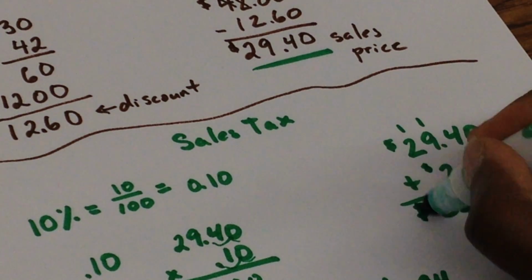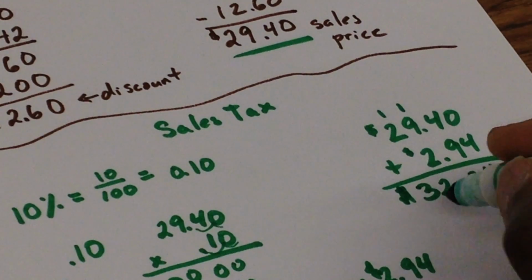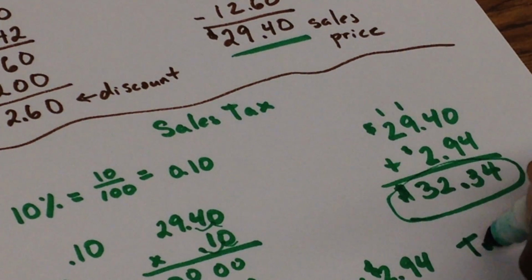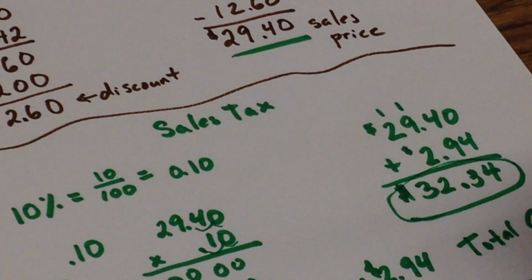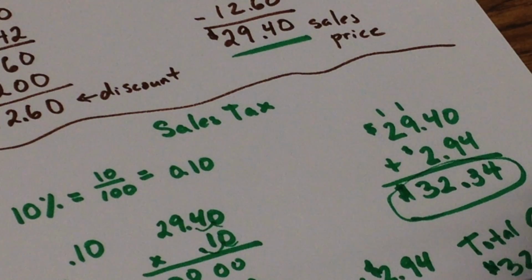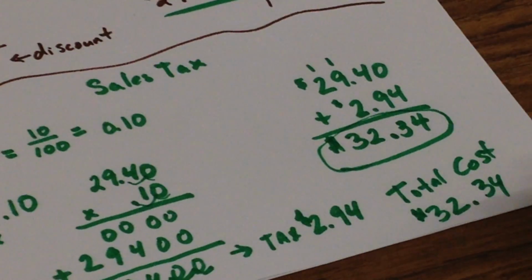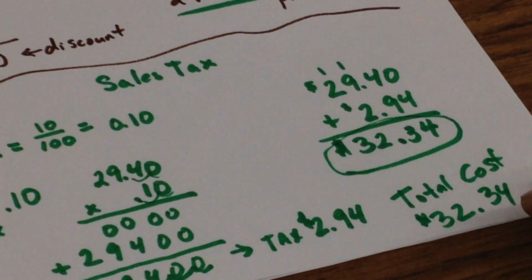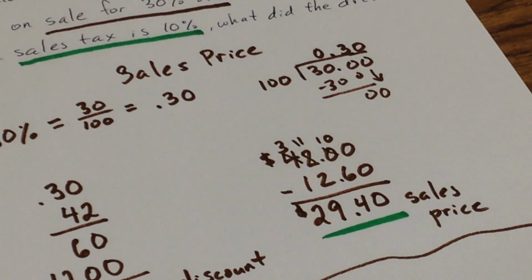So now the total cost is this right here. So the total cost is $32.34. Okay, and that is how we find the final cost. That's also how we find the sales tax and how we find the sales price.